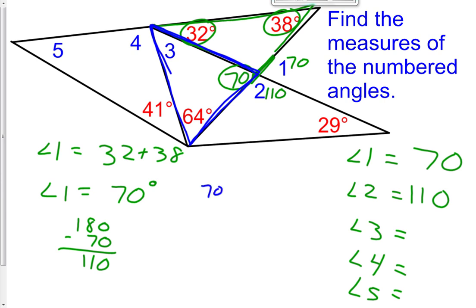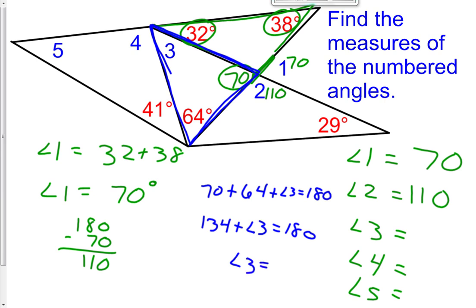So 70 plus 64 plus the measure of angle 3 has to equal 180 degrees. So 70 plus 64 is 134, plus the measure of angle 3 has to equal 180 degrees. So when we subtract 134 from 180, we get angle 3 to equal 46 degrees. Angle 3 is 46 degrees. All right, we're getting there.